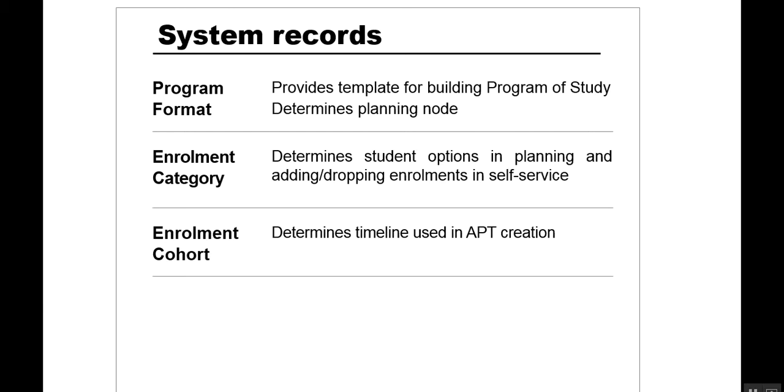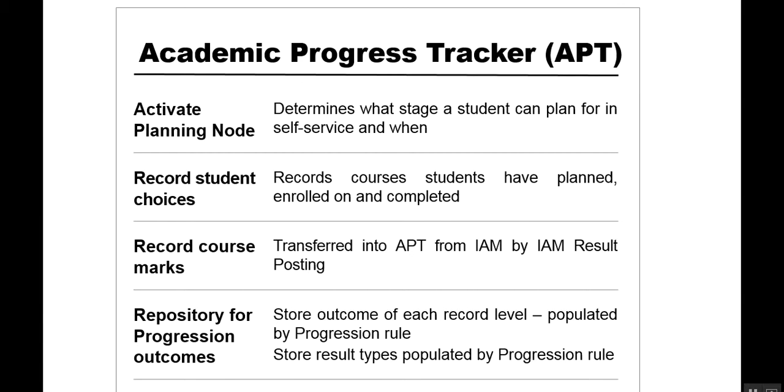And that's what that does. Okay, so those are the 3 other main sort of records on the system curriculum side. And then we come to the academic progress tracker.